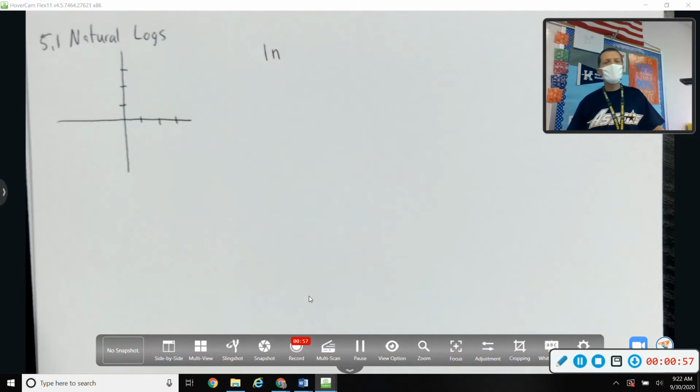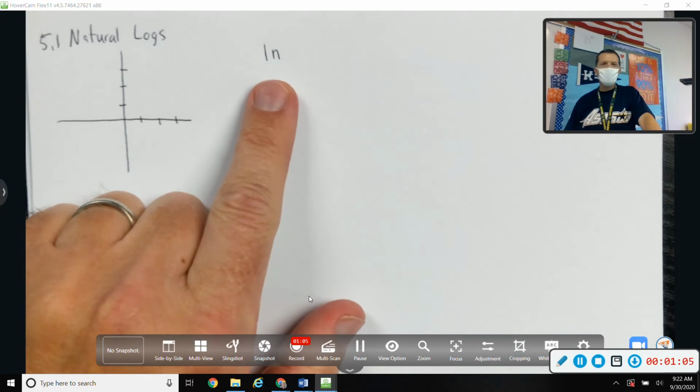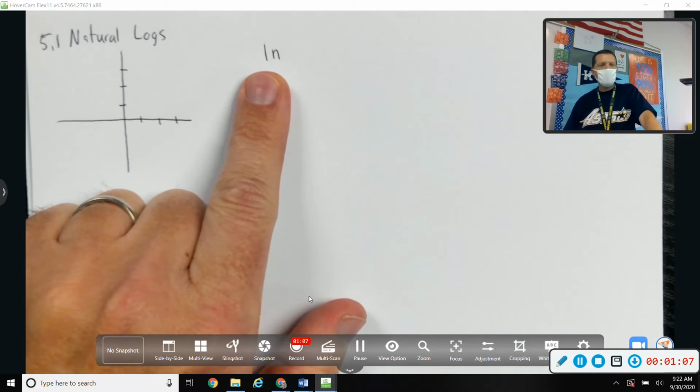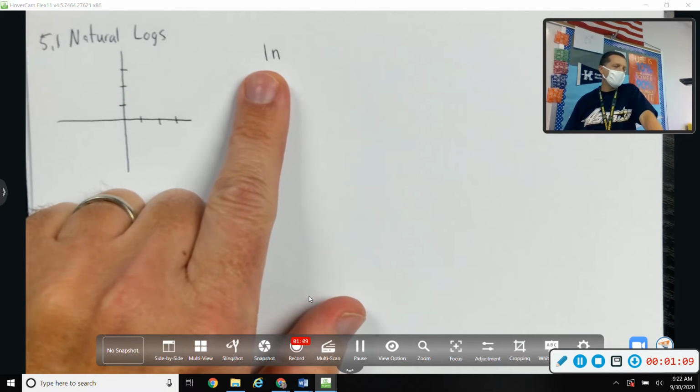So natural log, that's the ln thing. ln, it seems backwards, right? Natural log should be nl, but I think it was a French thing first, so it's like log natural. It's really where the ln came from.